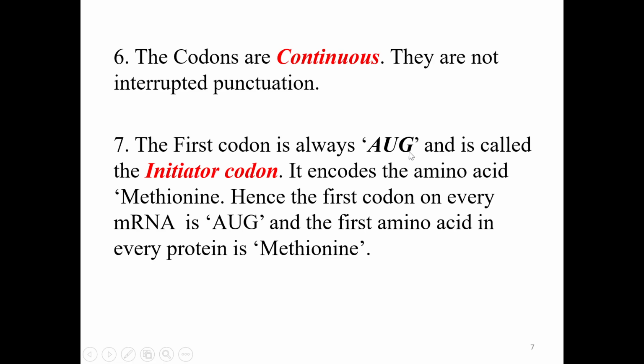So this AUG is called the initiator codon. See, it encodes the amino acid methionine. So every amino acid, it is very specific. Hence the first codon on every mRNA is AUG and the first amino acid in every protein is methionine. So here you should understand the first codon or the initiator codon is always AUG, which codes for methionine.